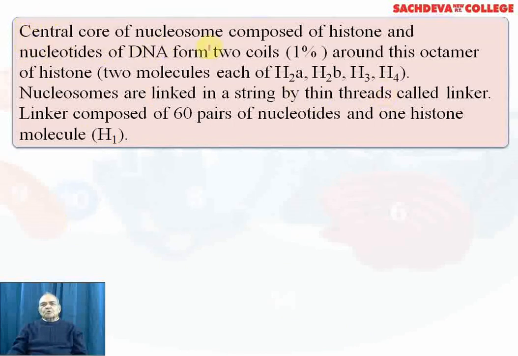The central core of the nucleosome is composed of histone, and nucleotides of DNA form 2 coils around this octamer of histone. 2 molecules of each, that is H2A 2 part, H2B 2 part, H3 2 part, H4 2 part, are present. The core particle of the nucleosome is in the form of an octamer. Nucleosomes are linked in a string by thin threads called linker DNA, and linker DNA is composed of 60 pairs of nucleotides and 1 histone molecule, that is H1.